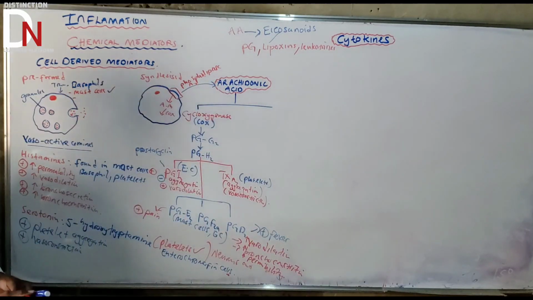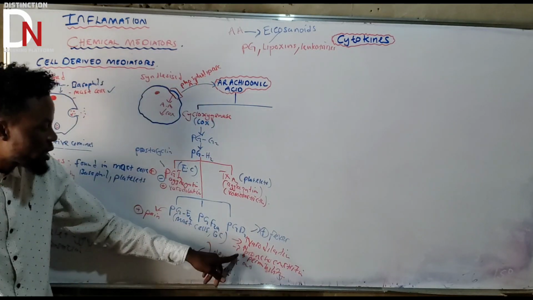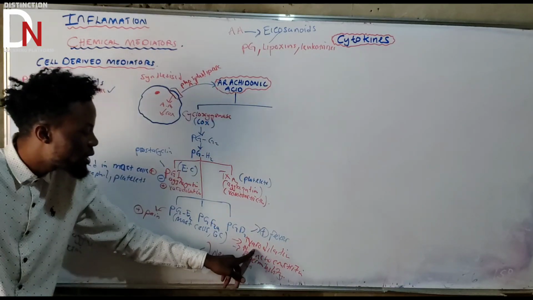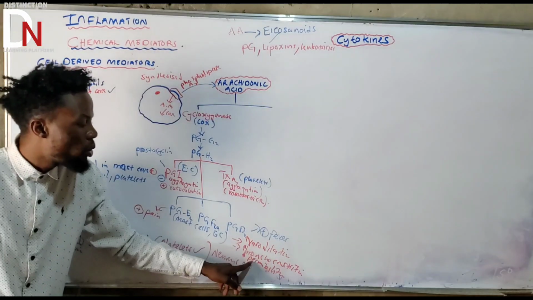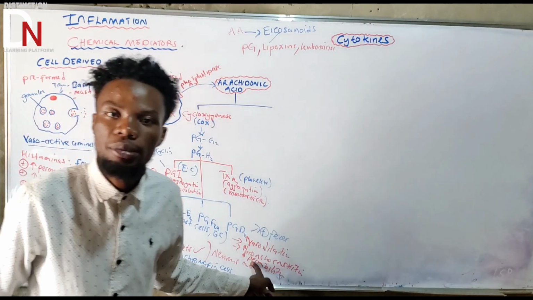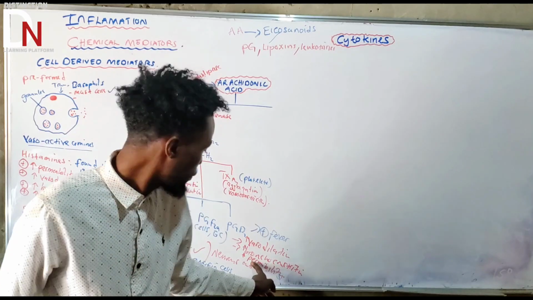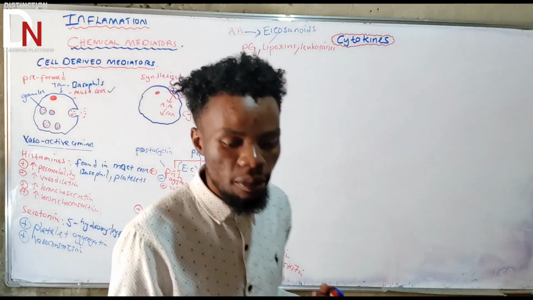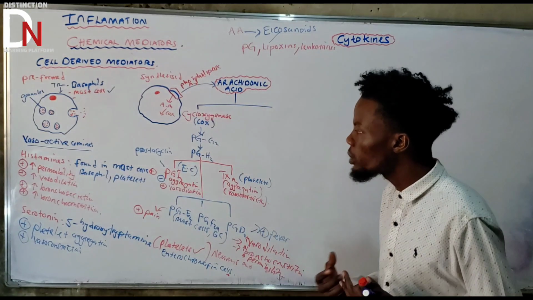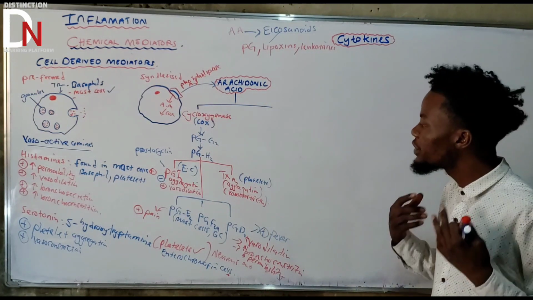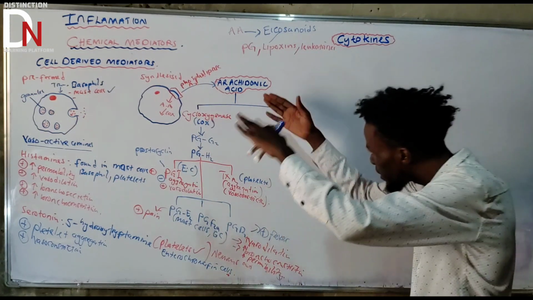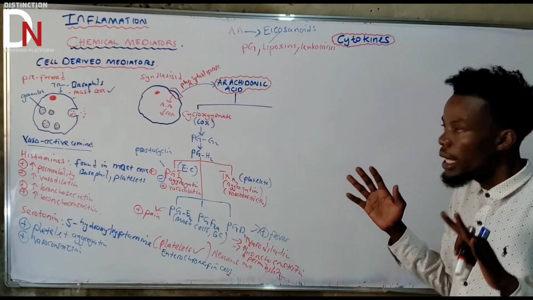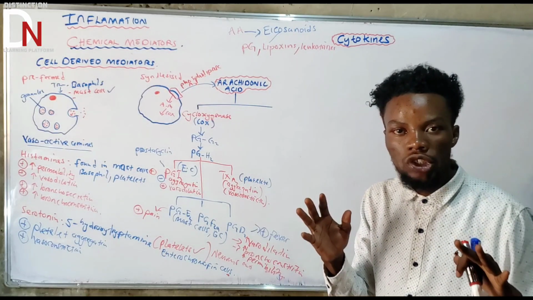Okay, permeability, like that. So those are the functions of prostaglandin: vasodilatation, bronchoconstriction, and also increasing vascular permeability. Very, very important. Now the question you can ask is, why am I troubling you with all these? Because there's an important concept that you need to understand.